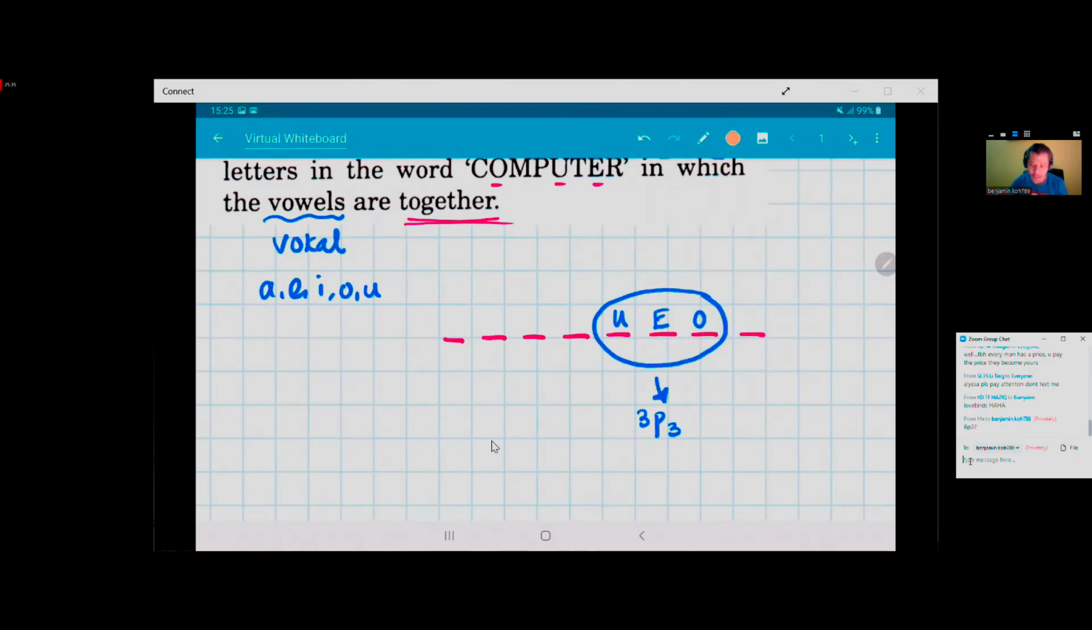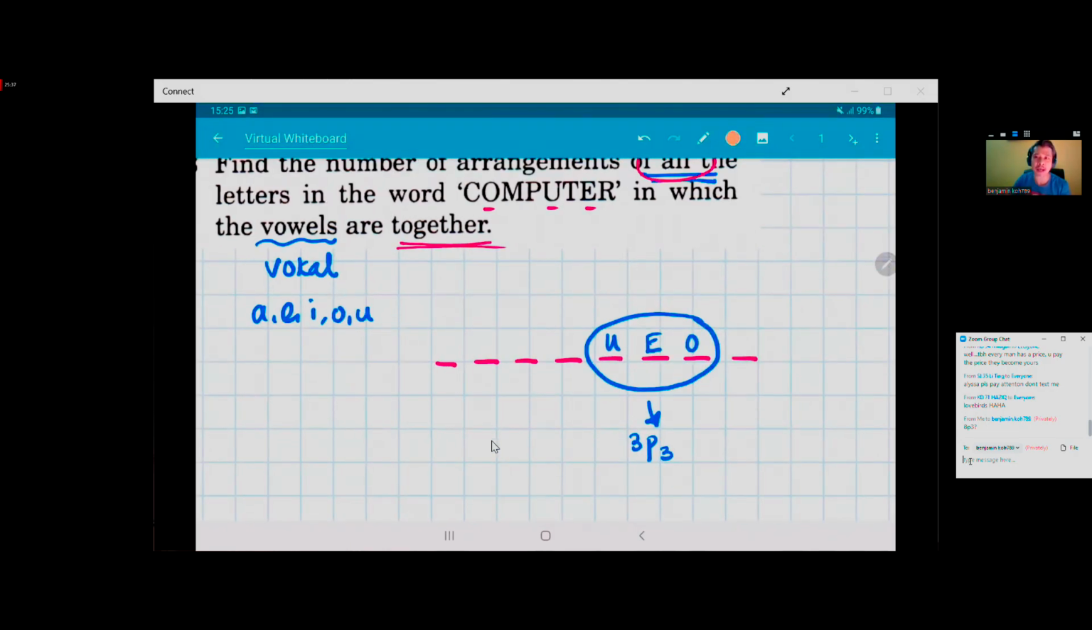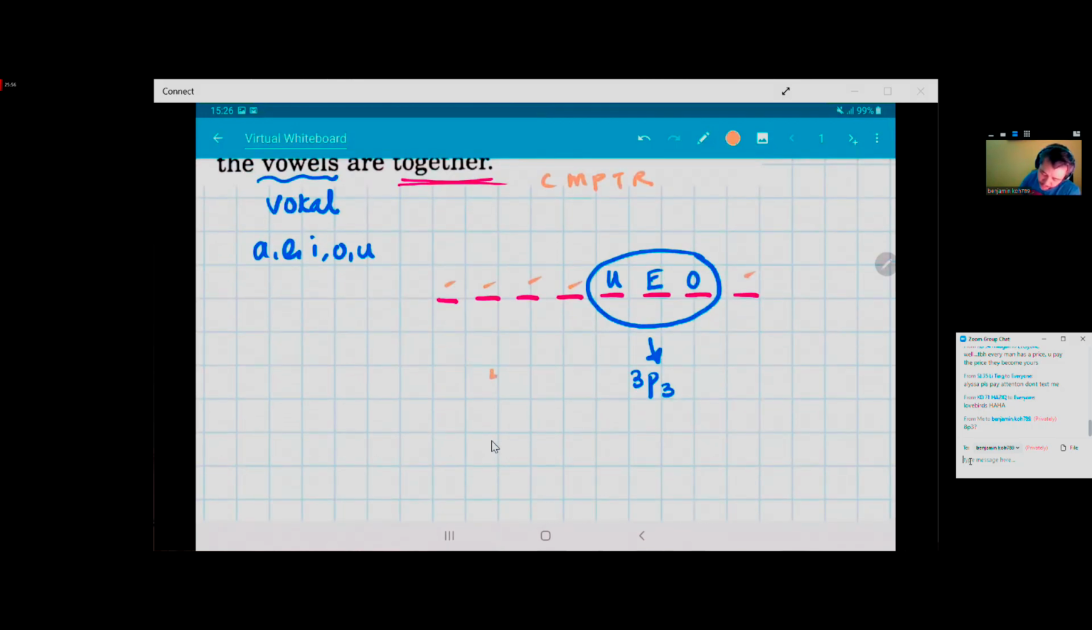Okay, now the consonant. Bagi mereka yang tak tahu, consonant ialah bukan vokal. So CMPTR. Okay, so CMPTR. Ada 5 huruf, right? You faham tak? Those 5 letters can be put here. 1, 2, 3, 4, 5. Okay. So here's the problem. If you are saying 5P5, and if your argument is that because ada 5 huruf lagi dan 5 ruang kosong, so 5P5 multiply dengan 3P3 kan? Okay. Hang on. In this case here, this will be wrong.